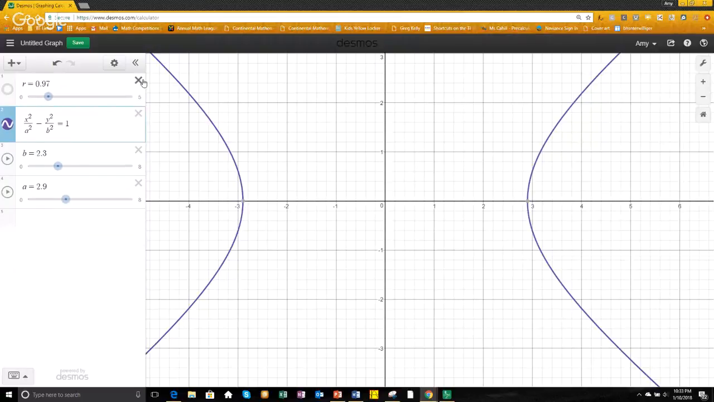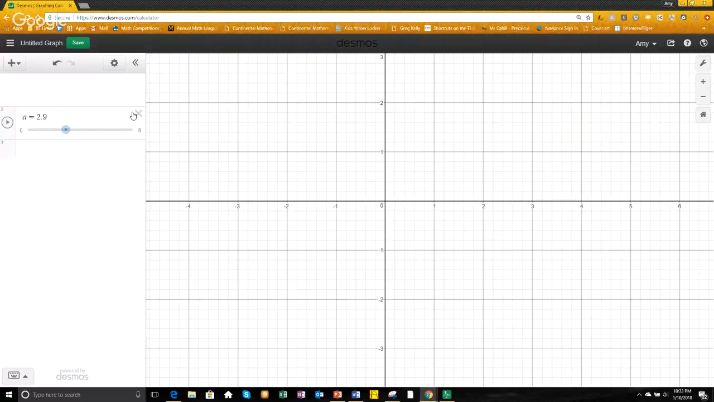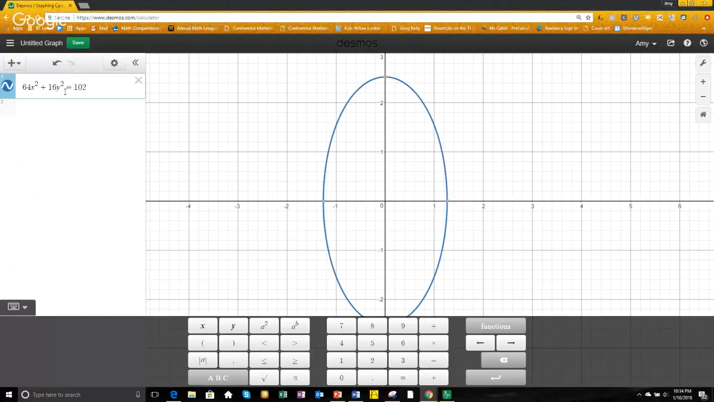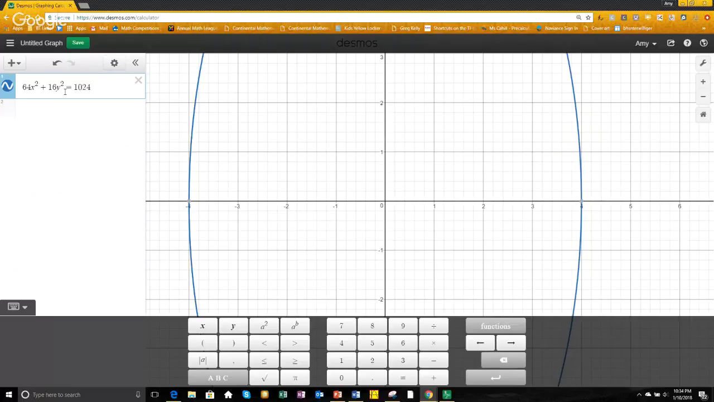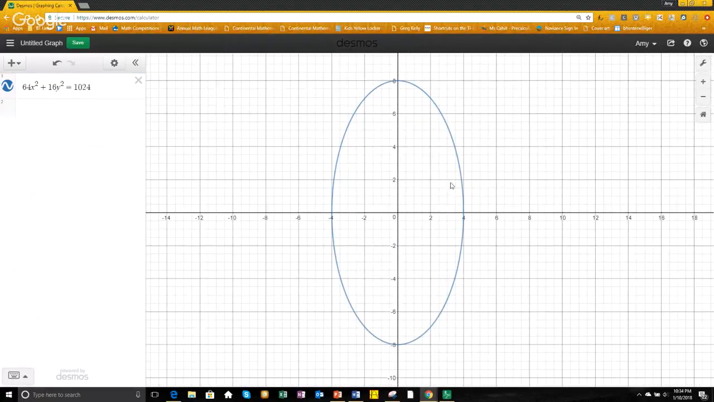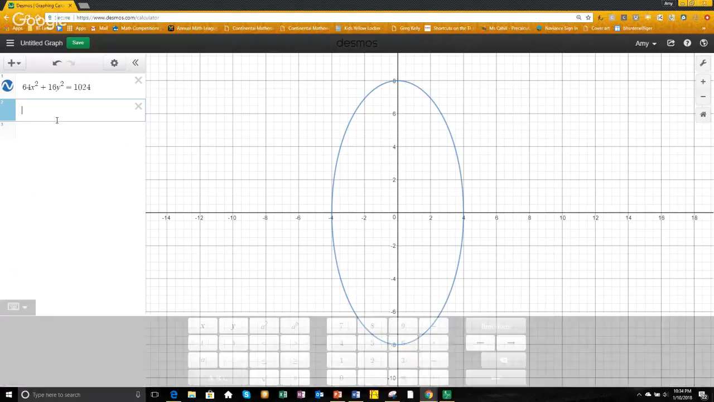I'm going to get rid of these and say 64 x to the second plus 16 y to the second is equal to 1024, which is a pretty big number. And if we zoom in here, you'll see that this is definitely an egg, and it's an ellipse, has a stretch in the x direction of 4, stretch in the y direction of 8. Let's see the implied functions.